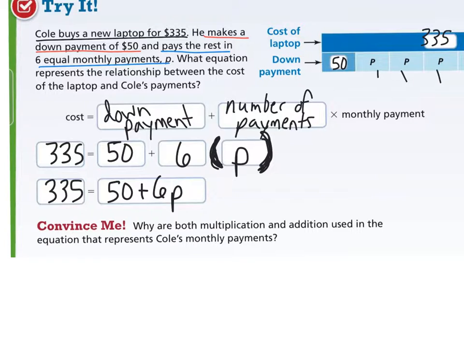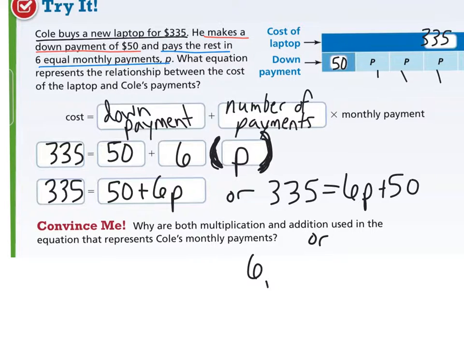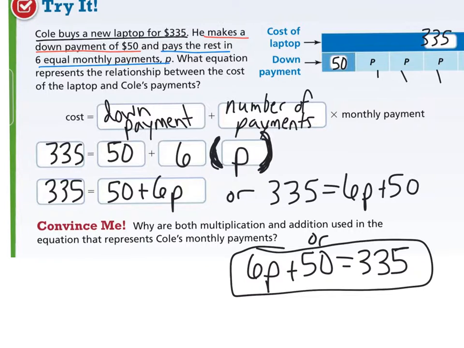50 plus 6p. 6p still means 6 times p. And you could have it switched around. That's the same as 6p plus 50. Or, technically, our whole equation could be switched around. And like I said, it's kind of an idea of what do you like to work with. This last way that I wrote this is kind of how I like to work with the problems.